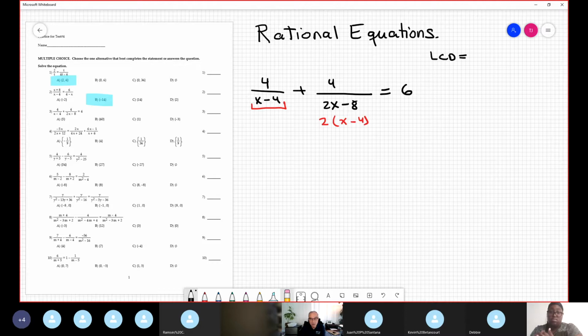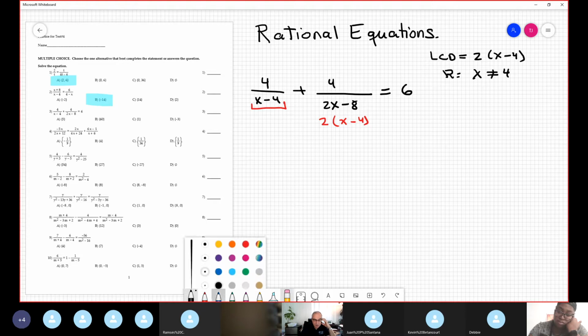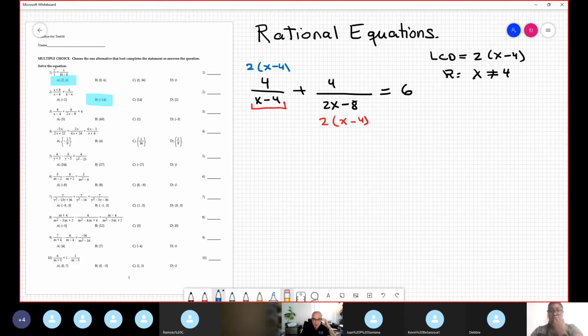LCD is the combination. Actually, x - 4 is repeated, take it 1 time, and 2. So 2 times (x - 4). Under this consideration, the restriction associated with this equation is x is not 4, never 4, because 4 minus 4 is 0. Ready, I multiply everything by the LCD. When you multiply everything by the LCD, you get 2 times (x - 4) on everything.